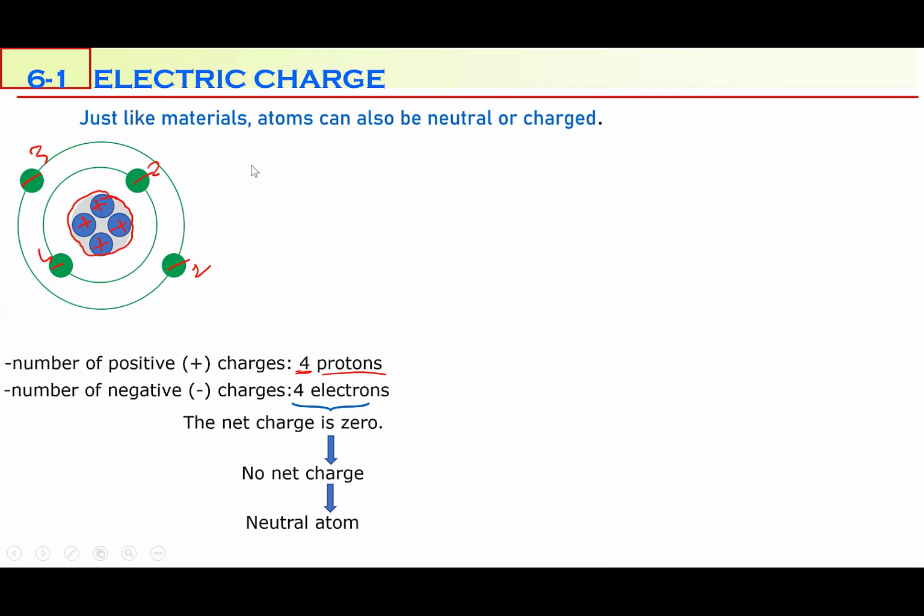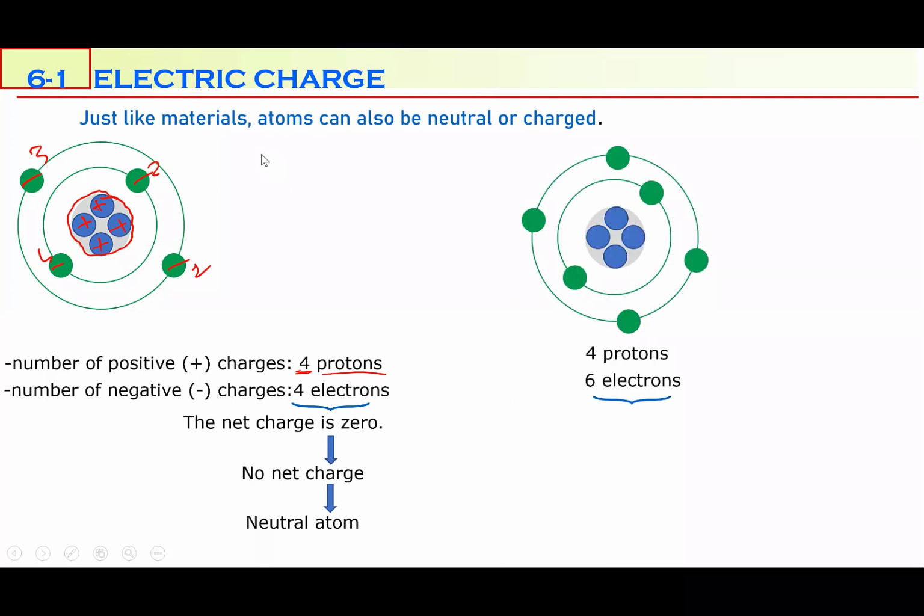But some atoms can have more electrons than protons, just like this example. Here I have 1, 2, 3, 4 protons, 4 protons, but the number of electrons is 1, 2, 3, 4, 5, and 6.